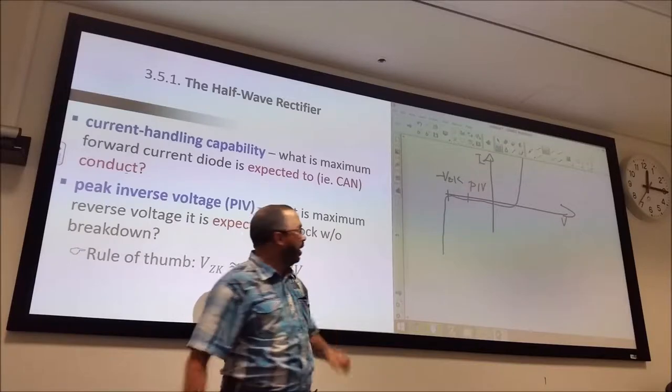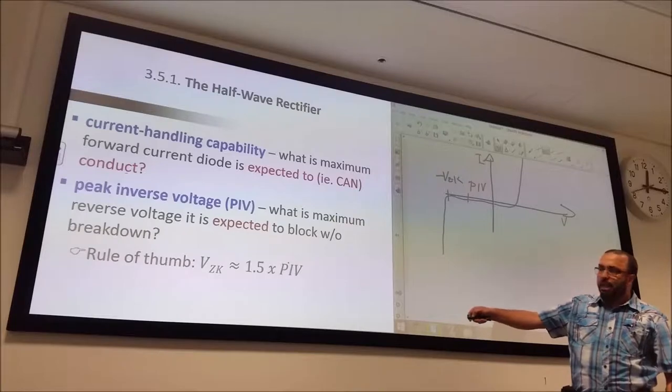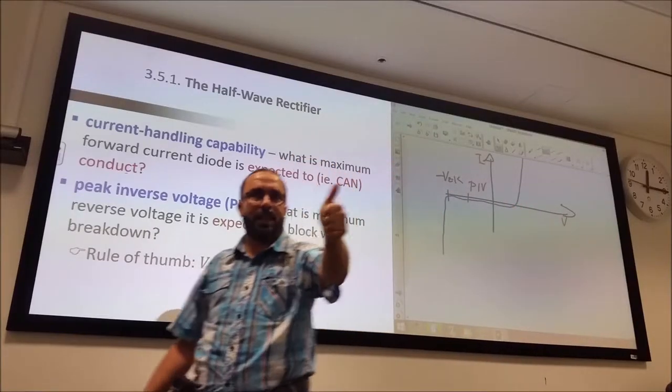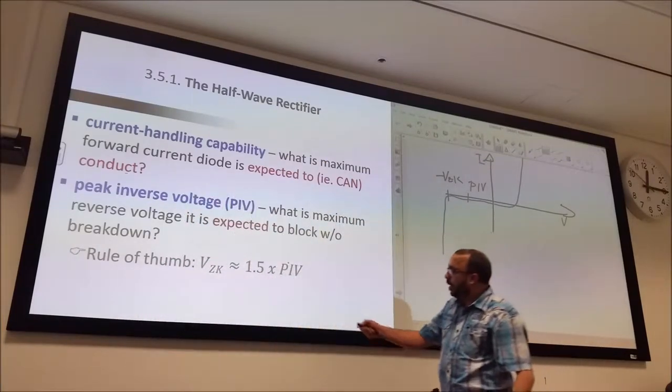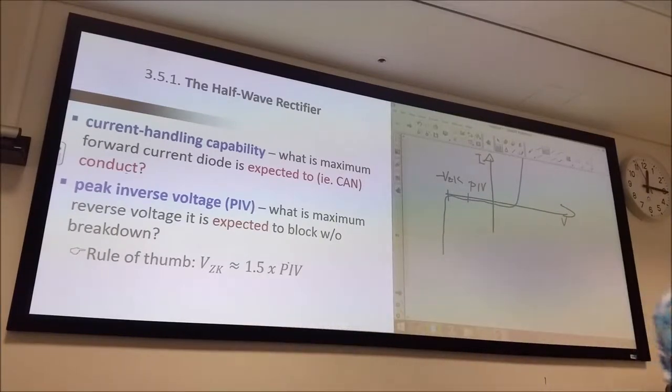Clear? Very good, excellent. So what we meant here by this equation is a rule of thumb. A rule of thumb is like this: you are very good engineers. That's what it means. And this is a rule that people take just to be on the safe side. What does it mean? It means this distance here, VZK, should be equal to this distance plus half of it, which is this distance.